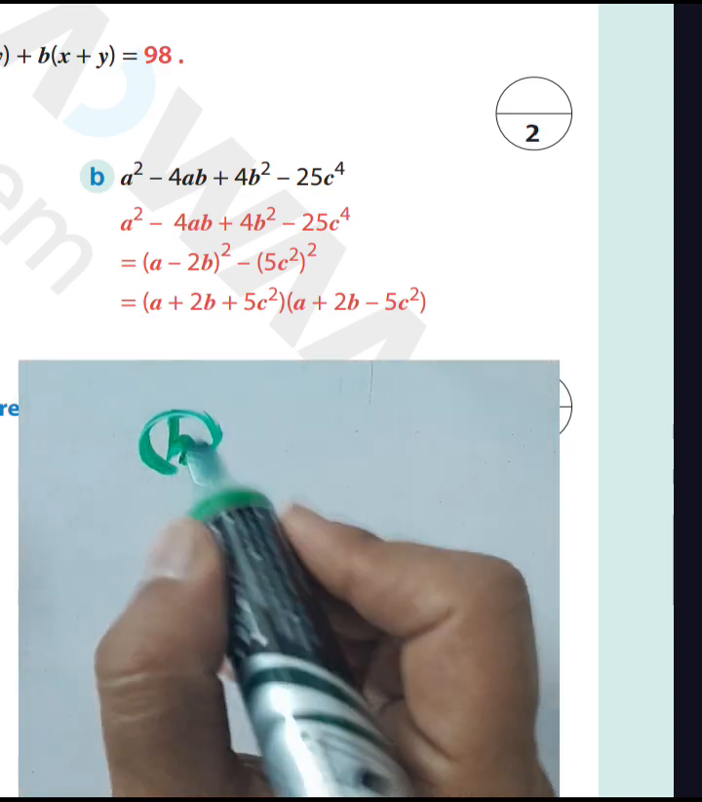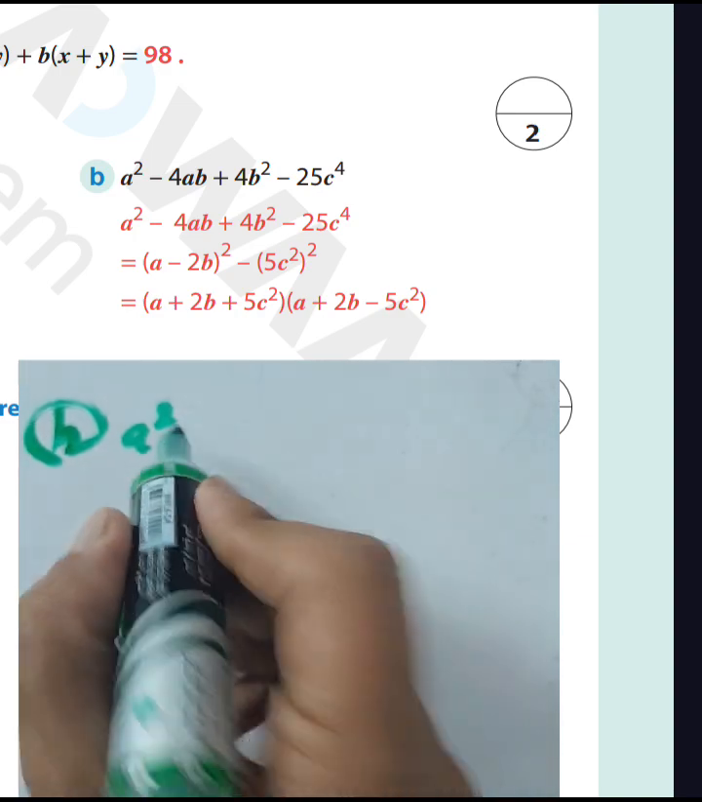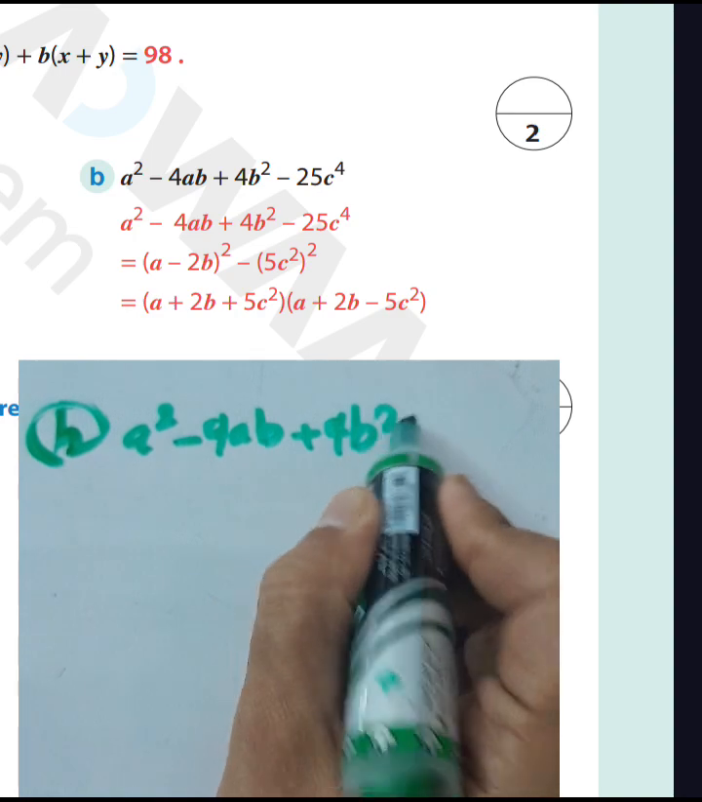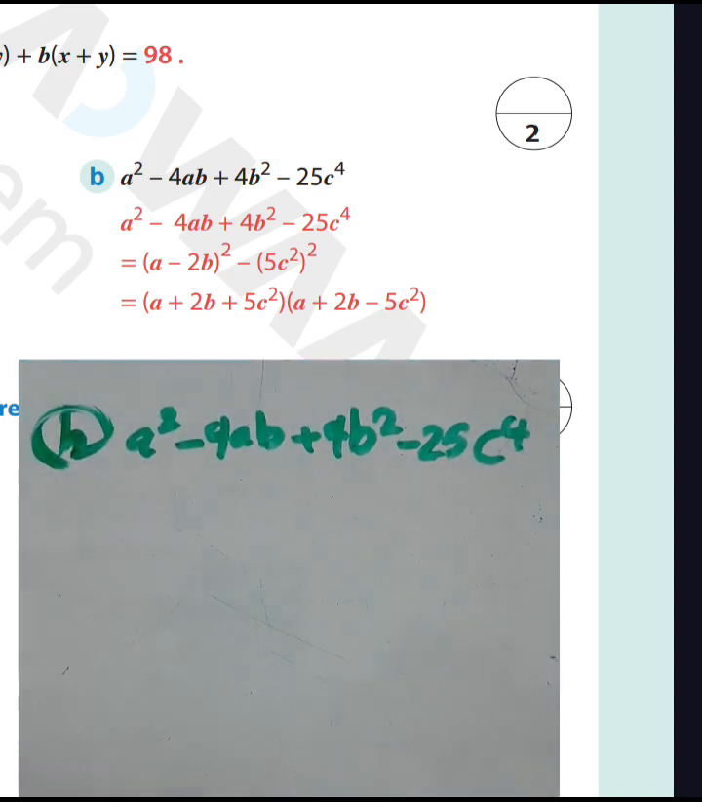Letter B. a power 2 subtract 4ab plus b power 2 subtract 25c power 4.